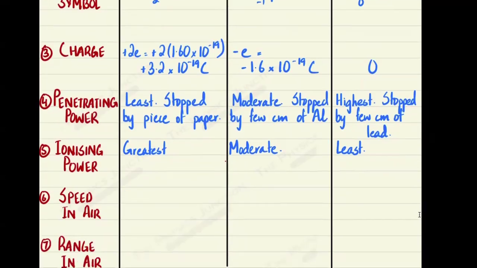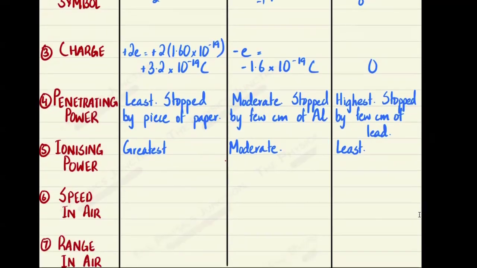Next, speed in air. For alpha, it's 10 to the 6 meters per second approximately. This is less than the speed of light, so this is less than 3 into 10 to the 8 meters per second. And since gamma is an EM spec wave, we know that all members of the EM spec travel at 3 into 10 to the 8 meters per second.